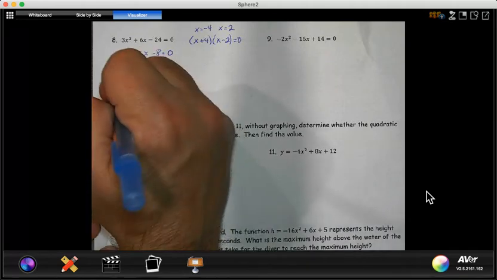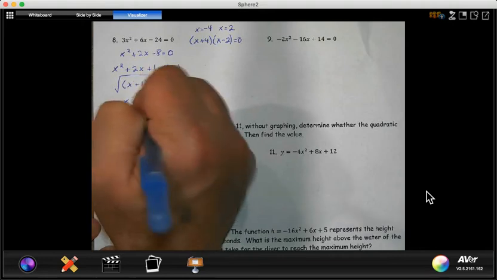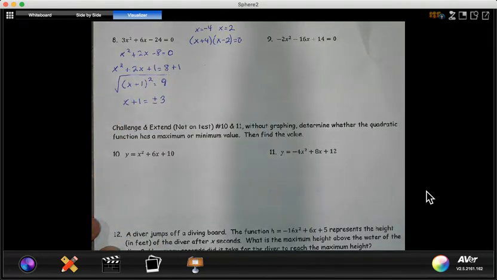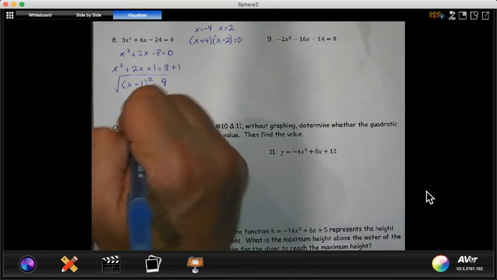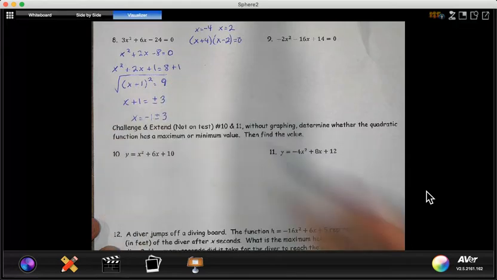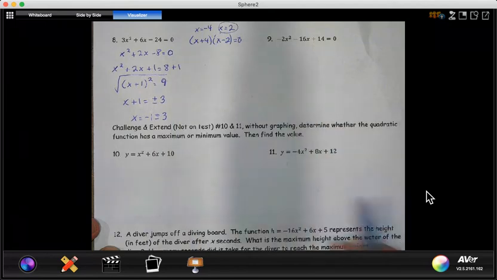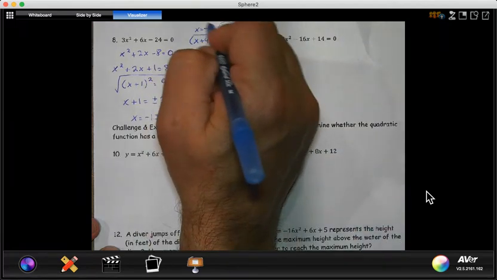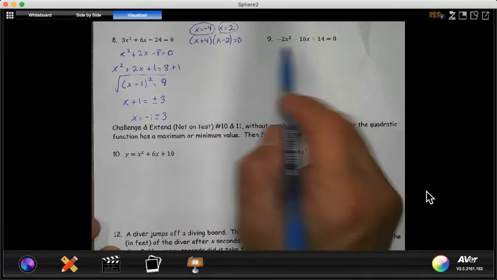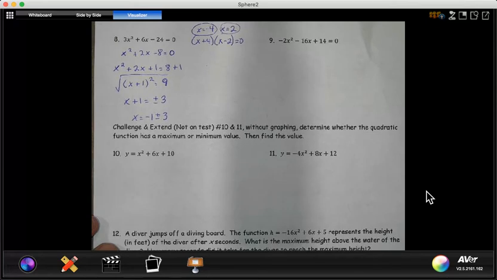Square root, so I'm going to square root both sides. That leaves me with x plus 1 on the left, and on the right side I have plus or minus 3. Then I minus 1 to both sides, so I take negative 1 and I have to add it to 3 and subtract it from 3. When I add it to 3, I get 2. And when I subtract it from 3, I get negative 4. So factoring is a lot faster, but not everything is factorable. Like this one over here might not be factorable. Okay? All right, number 9.